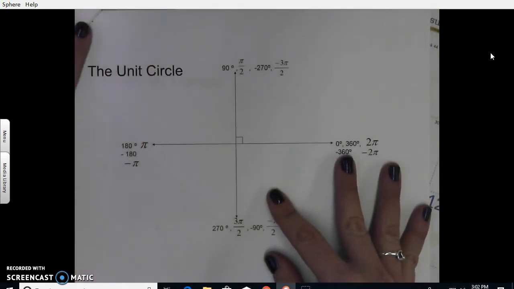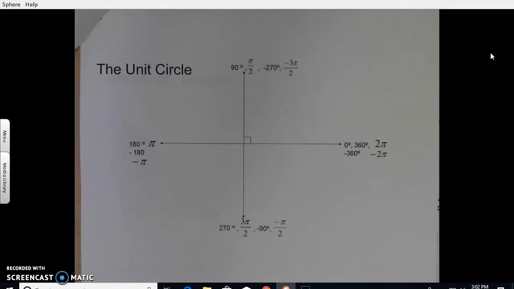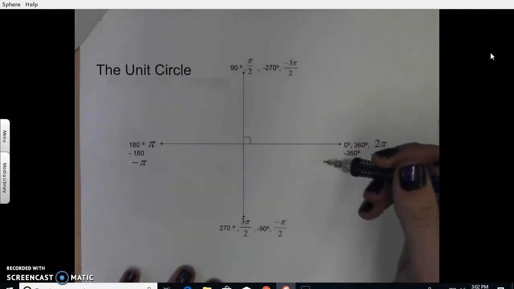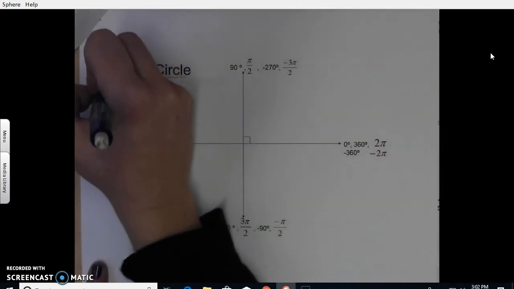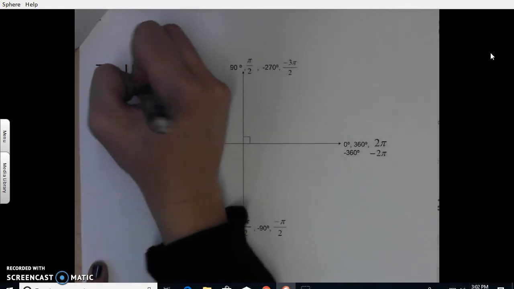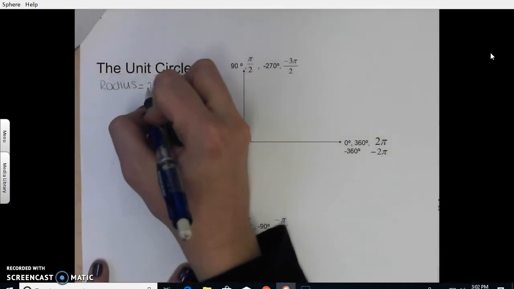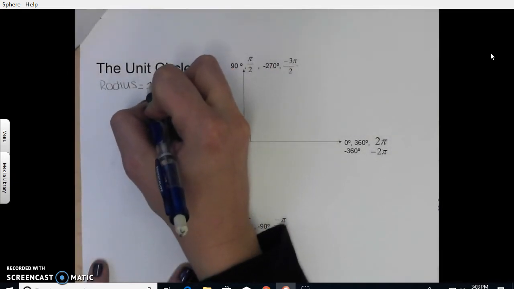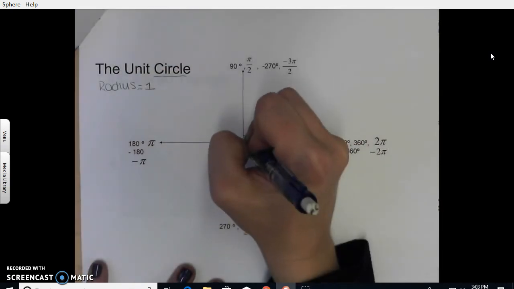Now, we were very familiar with graphing all angles on a coordinate plane, but now we have something called the unit circle. And if we know something about a circle, we know that we have a radius. And the radius of our unit circle is going to be equal to 1. And the center of our circle is going to be at the origin.